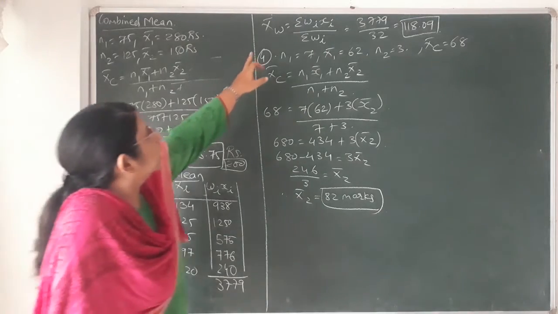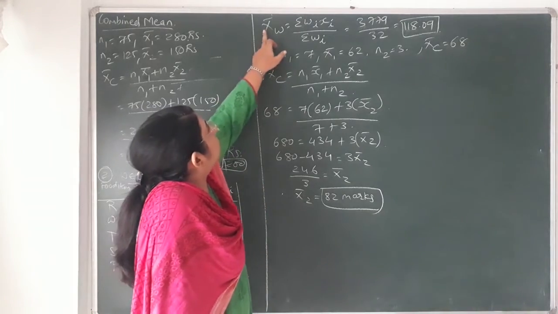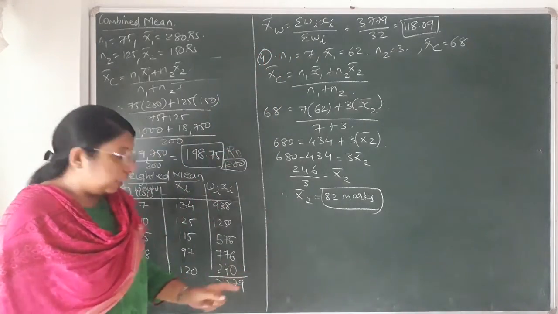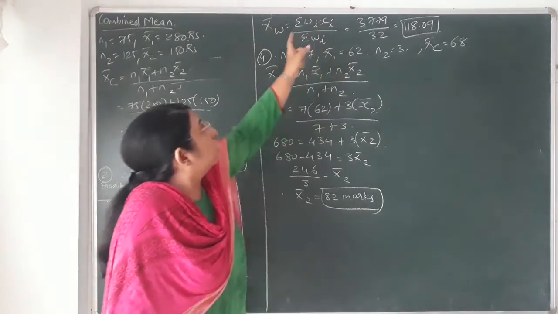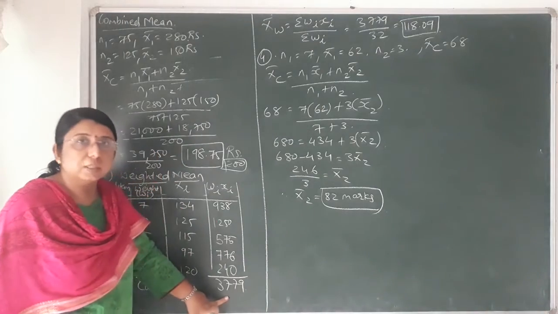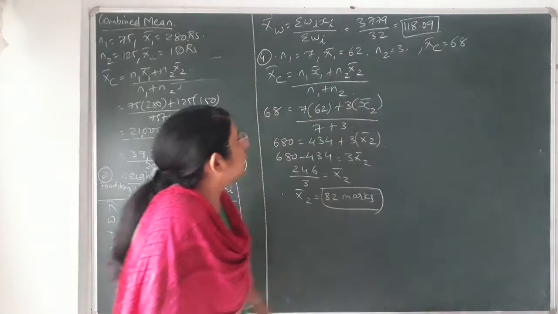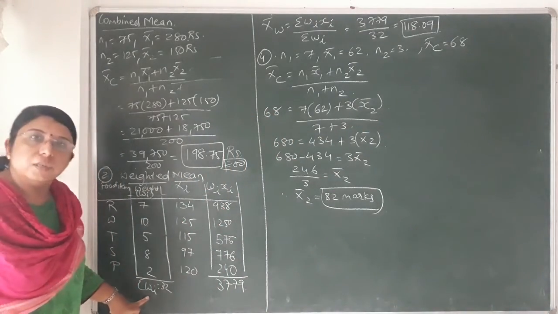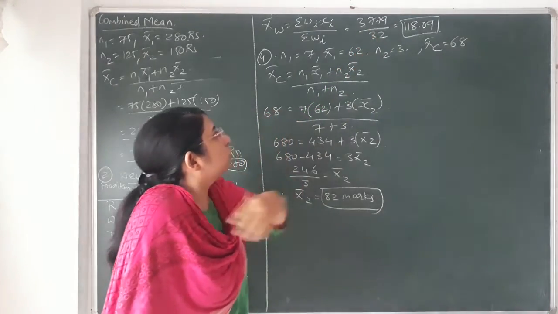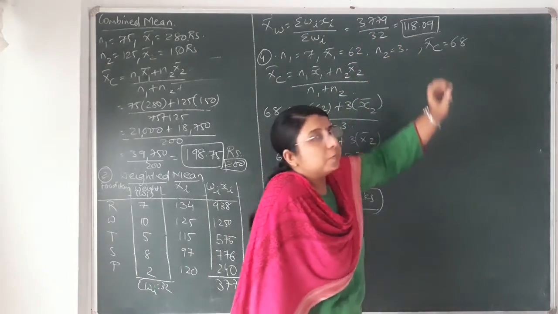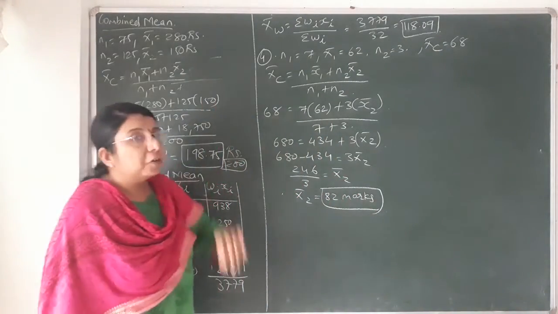Now we are studying the second sum, in which we have to apply the formula of weighted mean. Weighted mean is denoted by x bar w. The formula is sigma wi xi upon sigma wi. Now what is sigma wi xi total that we have got? That is 3779. So 3779 upon sigma wi total, that is 32. 3779 divided by 32, you will get the answer 118.09. So that is the weighted mean. Okay, so that is the end of the second sum.